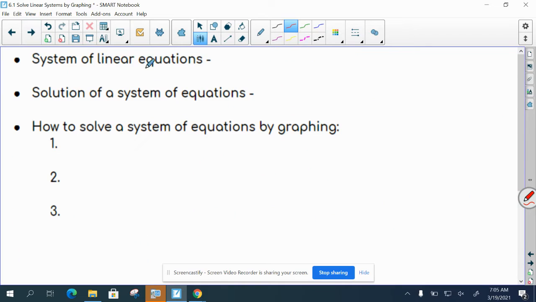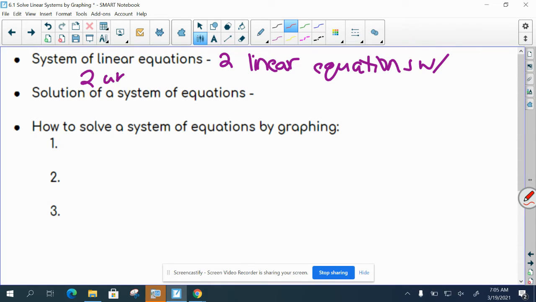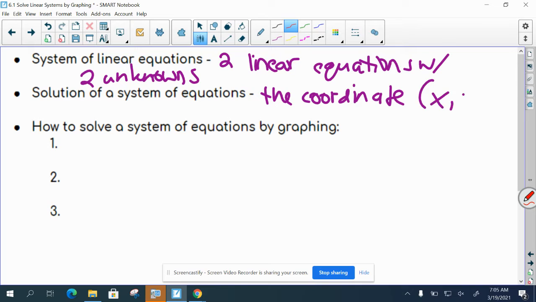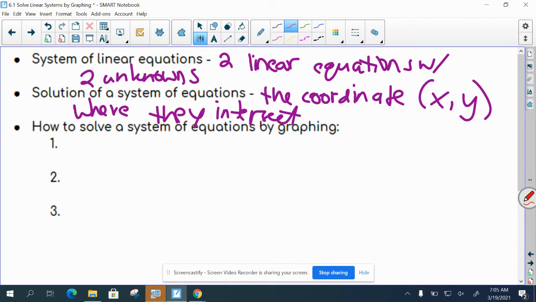Moving on. A system of 2 linear equations is 2 linear equations with 2 unknowns. A solution is the coordinate that is a solution to both equations in the system, basically the coordinate where they intersect. Whenever you write your solution, you write it as (x, y) where they intersect.